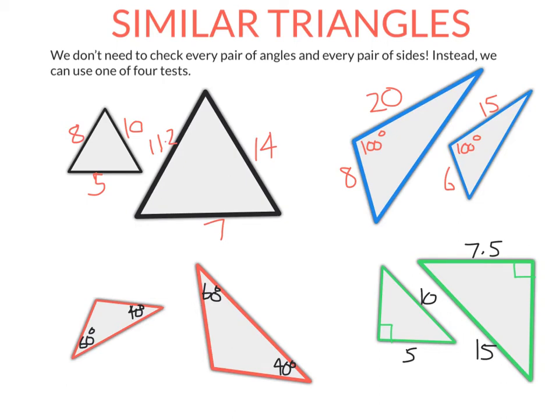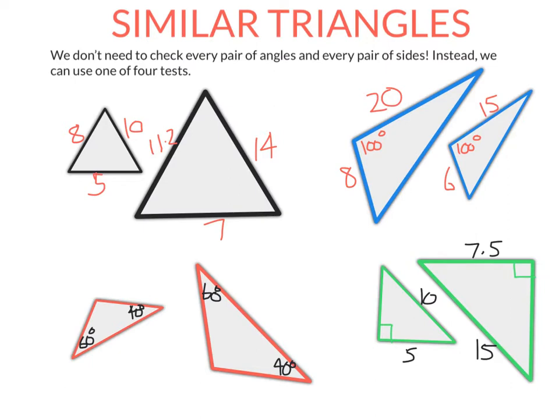Thank you so much for tuning into this video on similar triangles. So we learned in a previous video that two shapes are similar if pairs of corresponding angles are equal and pairs of corresponding sides are in the same proportion. When we're dealing with triangles, things are a little easier because we don't need to check every pair of angles to see whether they're equal, and we don't need to check every pair of sides to see if they're in the same proportion. Instead, we can use one of four tests.